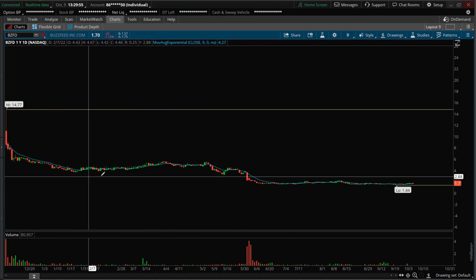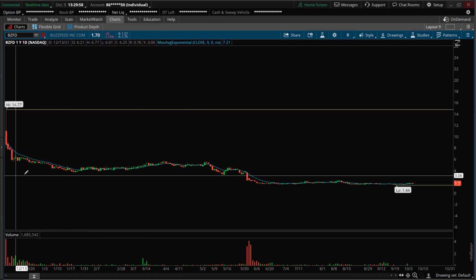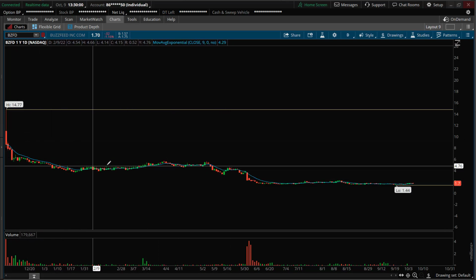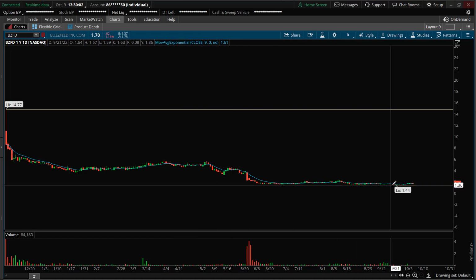So you'll see it's almost like these big bear flags, right? You'll see price selling off, consolidation, selling off, consolidation. So it's all about what your objective is. If you're looking into this stock or just any stock, you want to buy low and sell high, right?